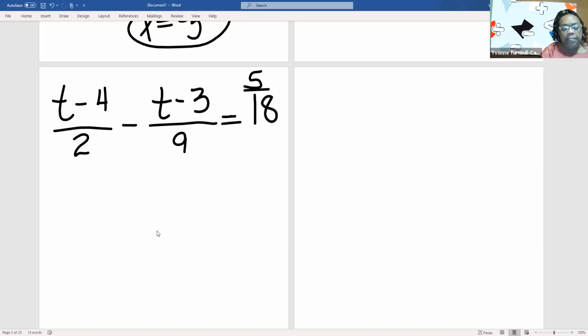All right, my denominators are 2, 9, and 18. The LCD for 2, 9, and 18, of course, is 18. So, and I have 3 terms. I have one here. The whole thing is a term. I have another one here, and I have another one here. That means I'm going to write my denominator 3 times. And here again, because we deal with fractions, I'm going to write my denominator as a fraction.